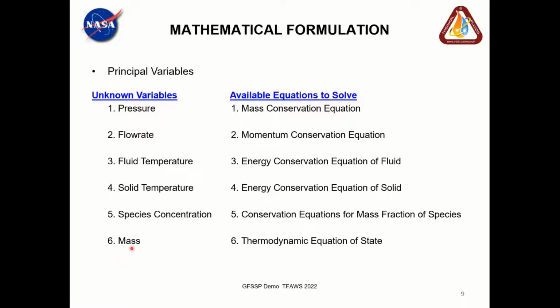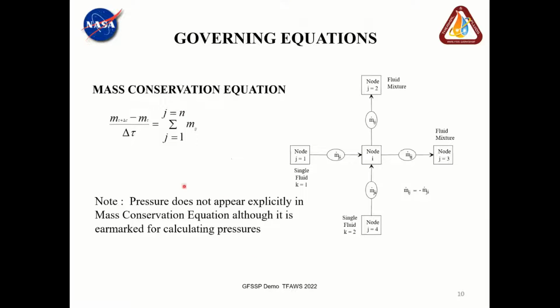And if it's a transient problem, then you also need to calculate the mass, and that comes from the thermodynamic equation of state. So I'm going to show you the mass conservation equation. This is a nodal layout of GFSSP. One node can be connected with multiple nodes, and you write the mass conservation equation.